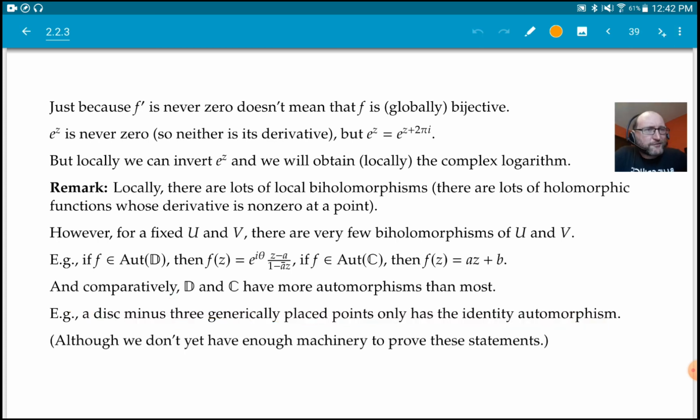We don't have the machinery to prove these statements, but we will later on. There's going to be a whole section on the automorphisms of the disk. All right. Next time we're going to start looking at power series. So yeah, see you next time.